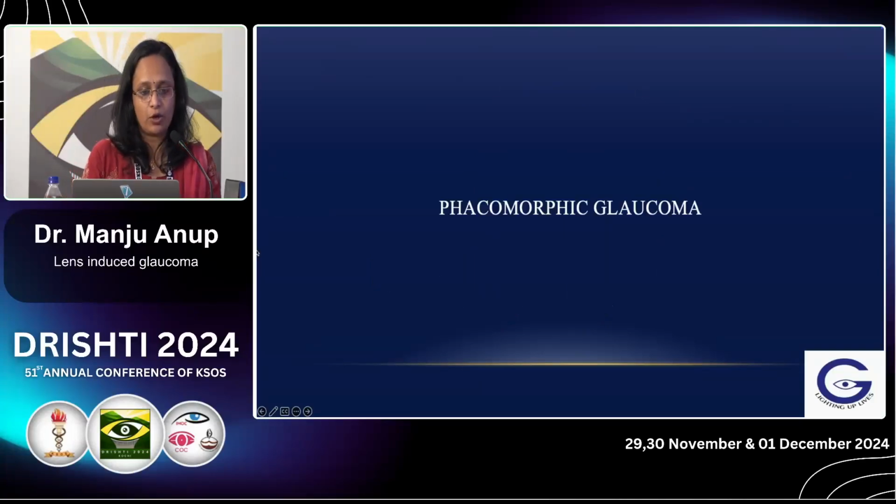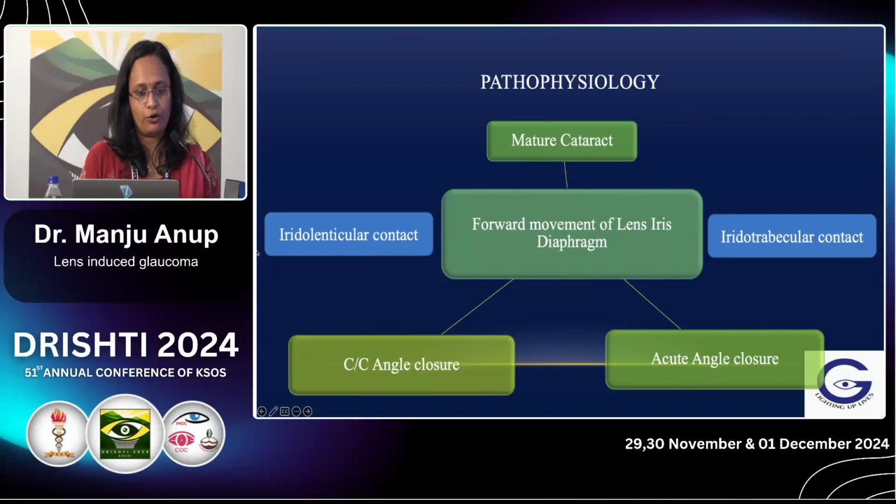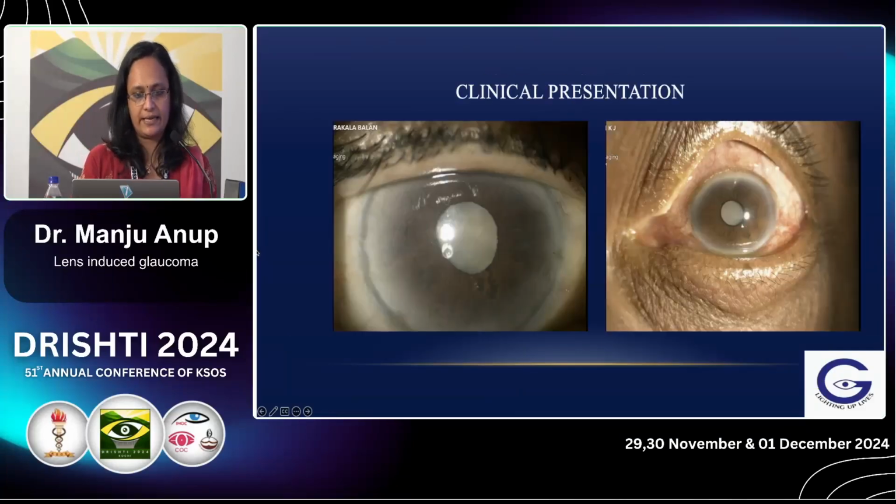Next, in the angle closure group, you have phacomorphic glaucoma. So mature cataract can lead to forward movement of the lens iris diaphragm. It can lead to an irido-lenticular contact or a direct irido-trabecular contact, and it can present as a chronic angle closure or sometimes as an acute angle closure. This can be either appositional or synechial.